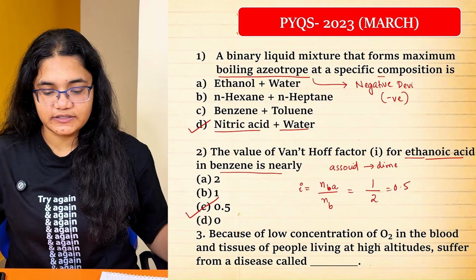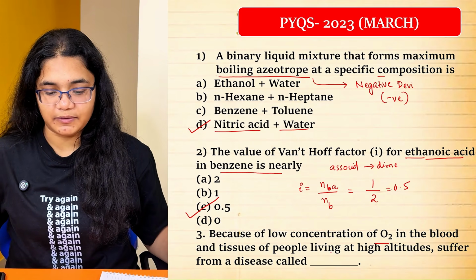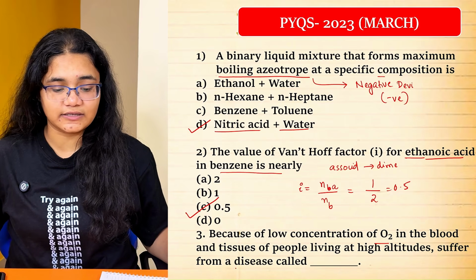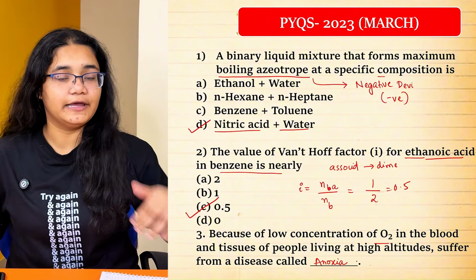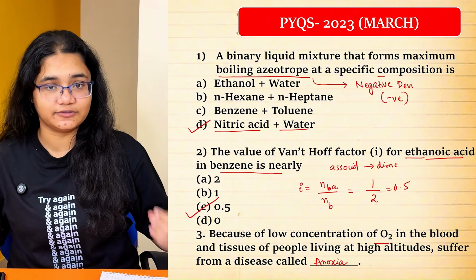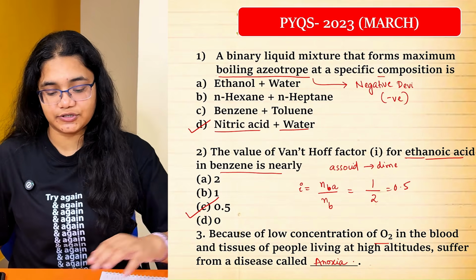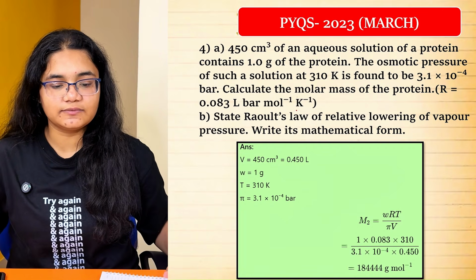Next, because of low concentration of O2 in the blood and tissues of people living at higher altitude, they suffer from a disease called anoxia. Right? When you have higher altitude, the solubility of oxygen is very low. So that medical condition is called anoxia. Now let us move to the next question.